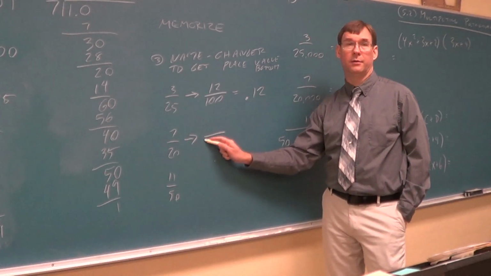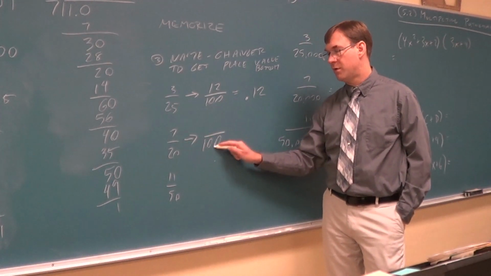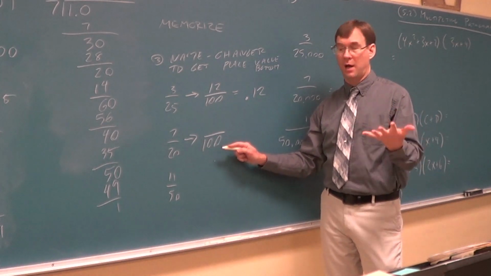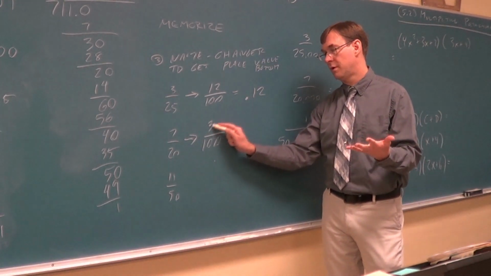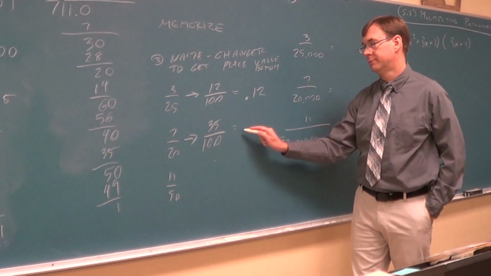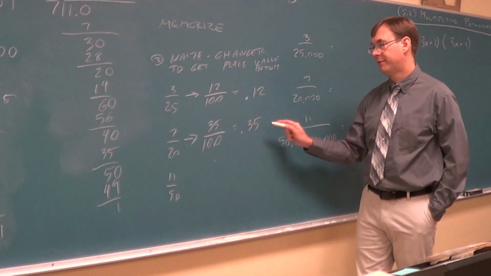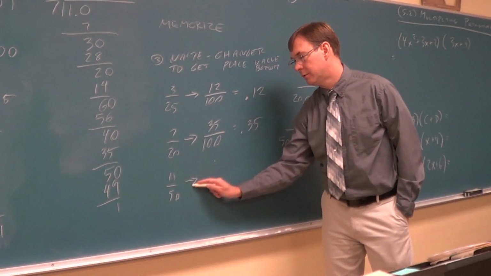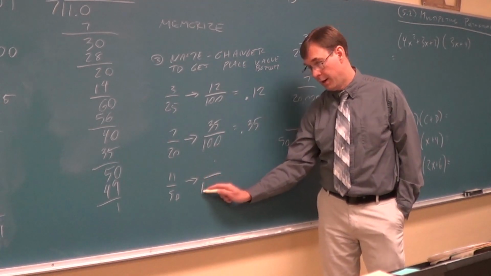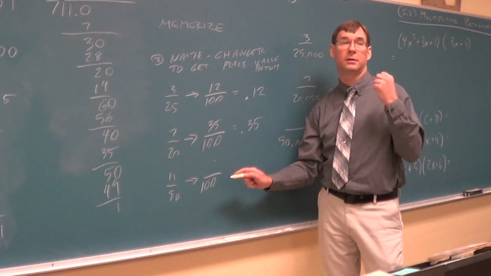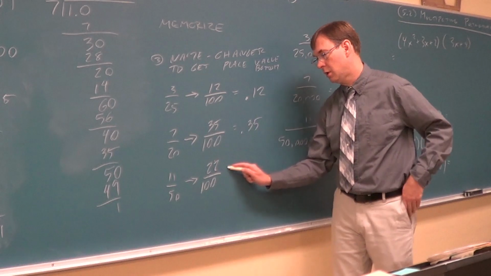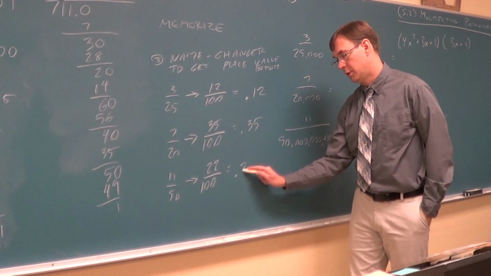We could do that with 7/20. 20 can turn into 100 if you multiply by 5. So the top is 35. So that answer is 0.35. 11/50: 50 can turn into 100, multiplying by 2. Top is 22. 0.22.